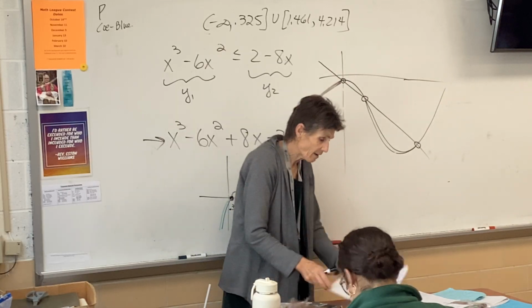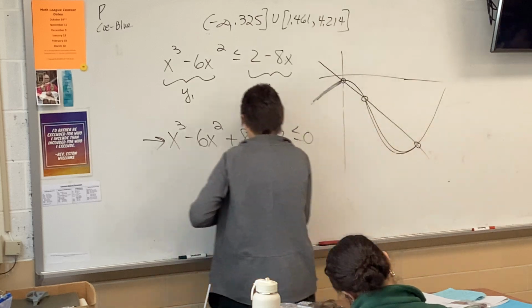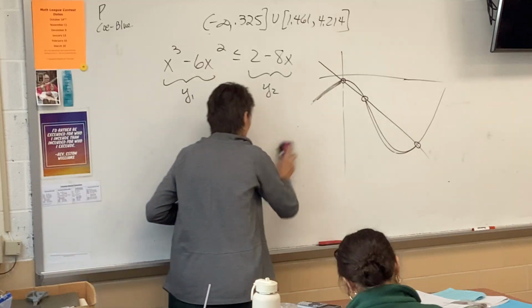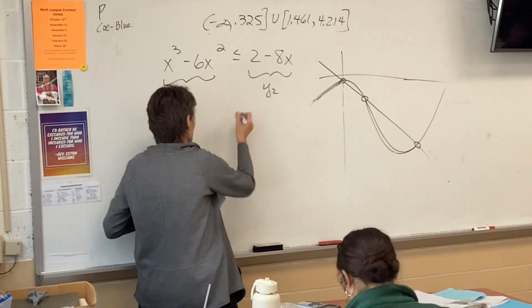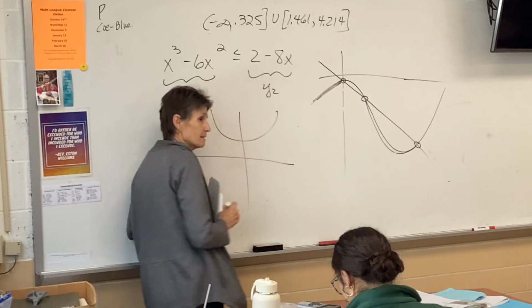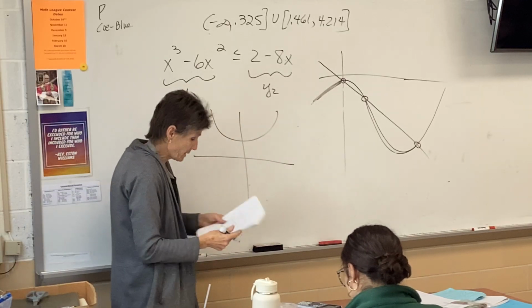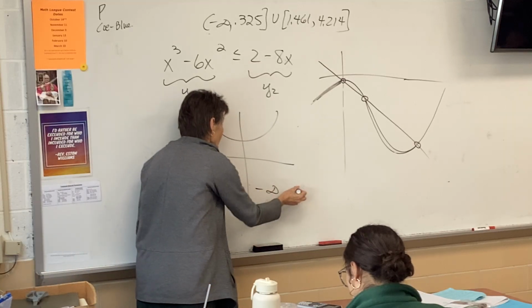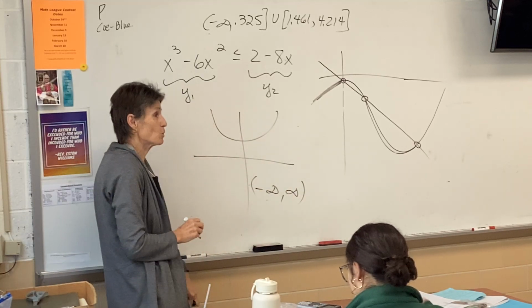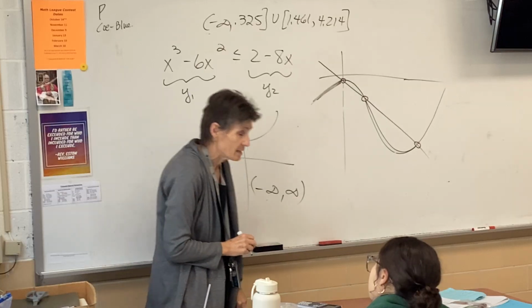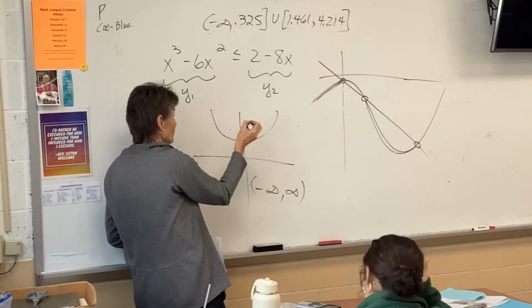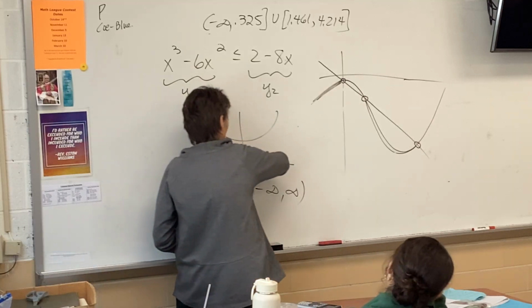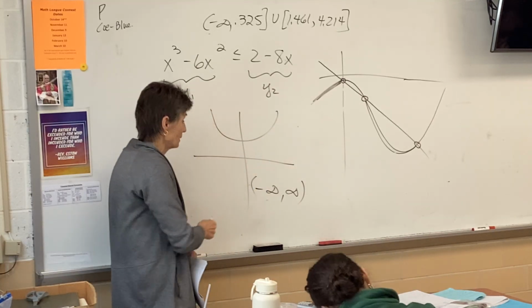Did anybody graph the first one in number 6? What did it look like? A parabola above the x-axis. So it looked like this. And we want to know where it's positive. Everywhere. So the answer to the first one in number 6 is all real numbers, because when we graphed it on our calculator, that's what we got. Where is it above? Everywhere.